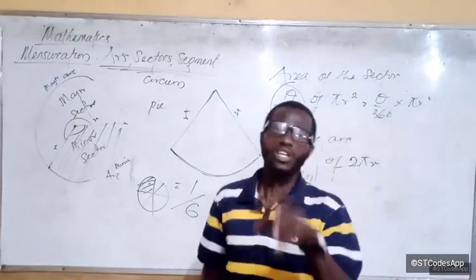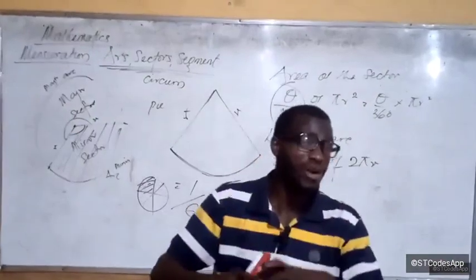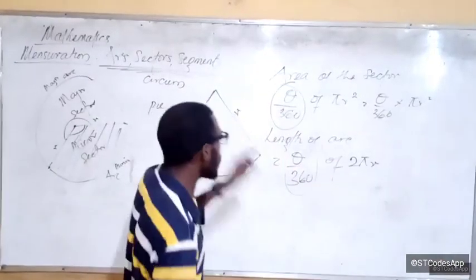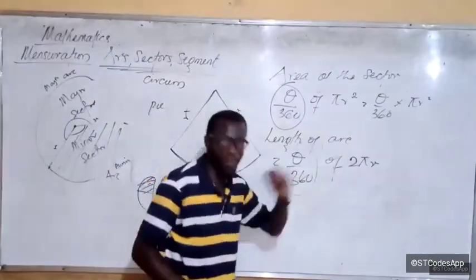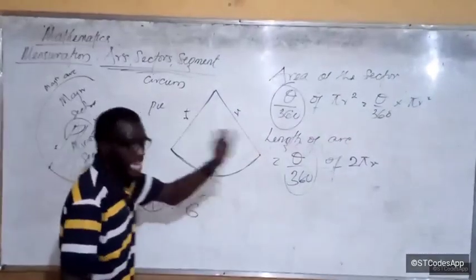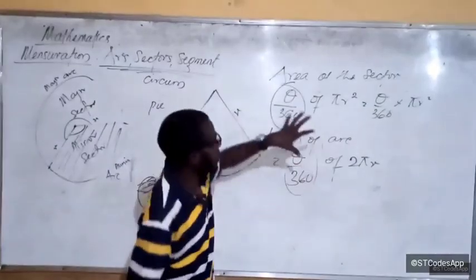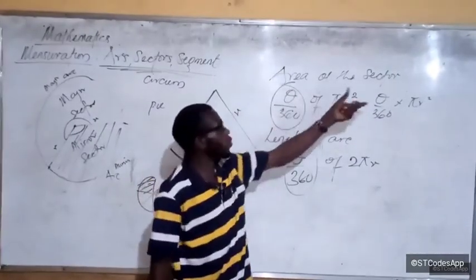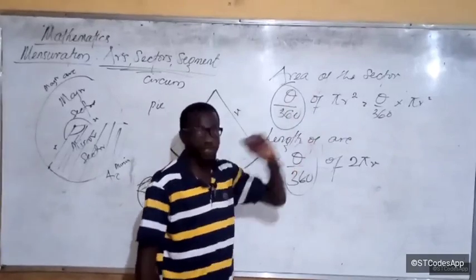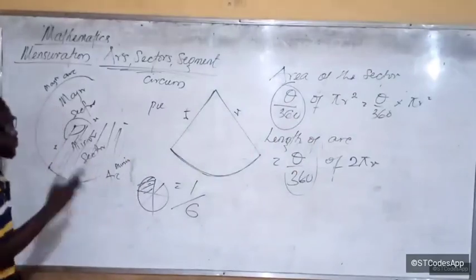So it's as if you don't need to cram anything. Just understand that once you understand the components you are looking for, you can actually work out your formula by yourself. Since this is an arc, the length of this arc is going to be a fraction of the entire length of the circle. Just like we have the area, which is what? A fraction of the entire area of the circle. You understand that?